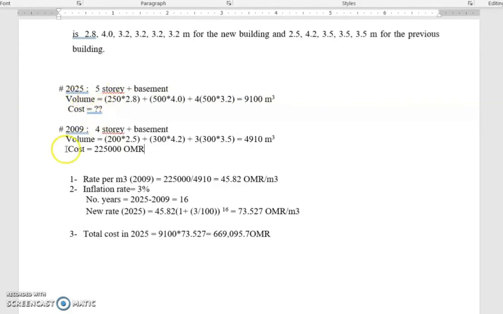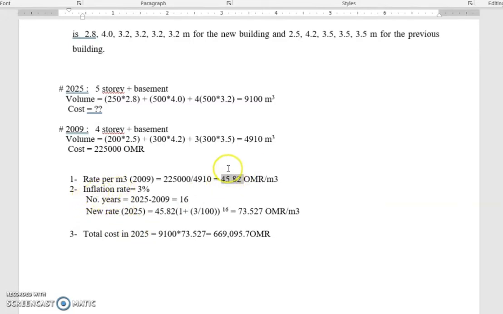Now we want the cost. So let's go back to 2009, 4 stories plus 1 basement. And here the same thing. We have 2.5 into 200 meters, this is 300 into 4.1 and so on and so forth. We will get the volume of the previous, old building, and we have the cost also. So from the cost itself and the volume, we can get the rate per cubic meter of the building. We will divide the total cost by the volume of the building. We will get the cost of the building per cubic meter.